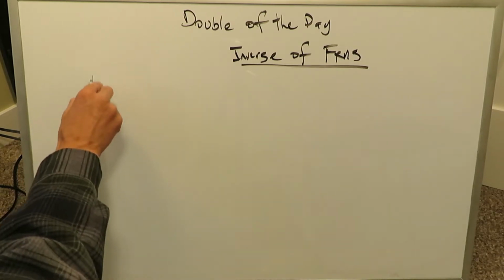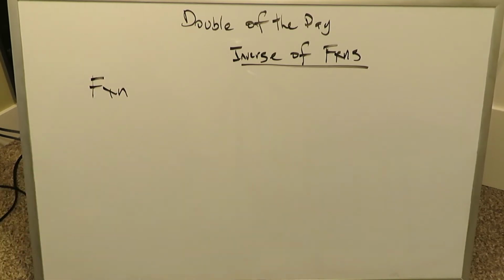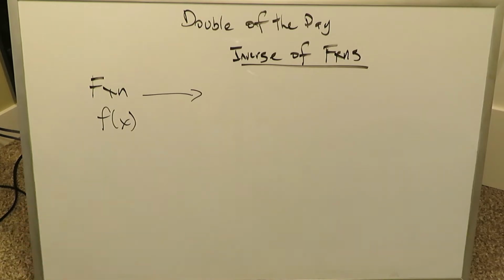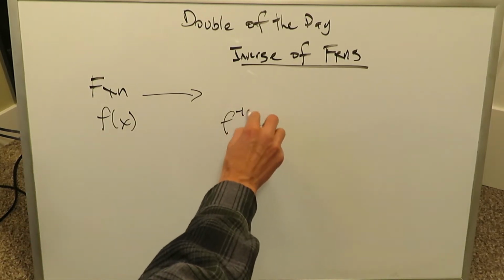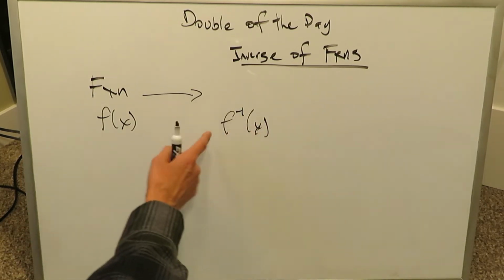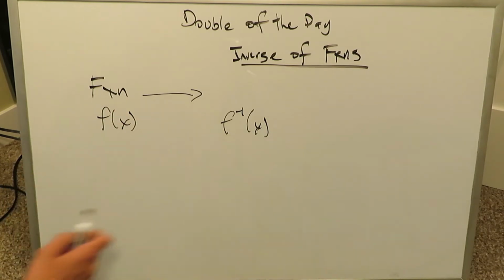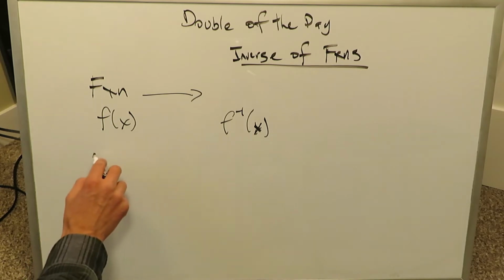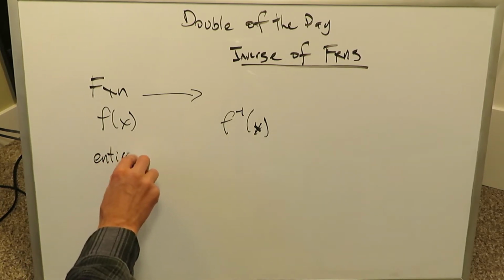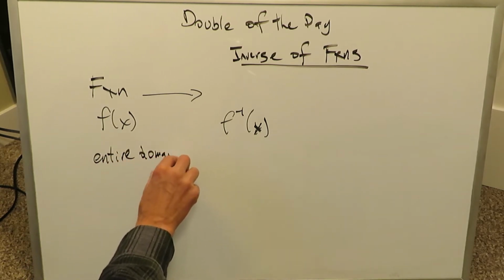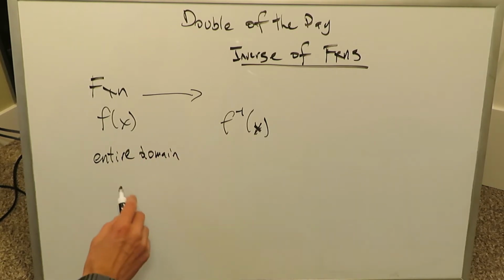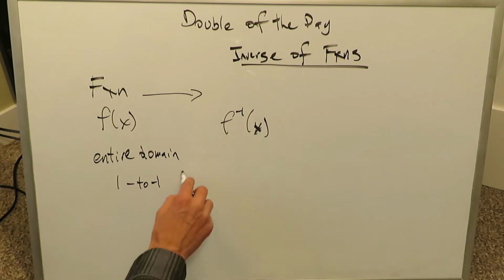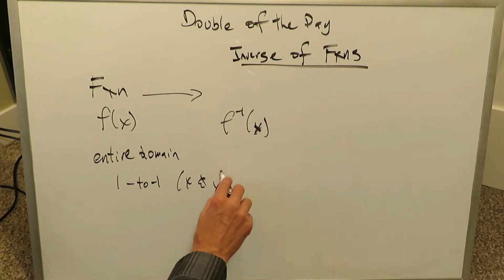If you have a specific function, and let's use f(x) for a function, you can easily determine its inverse. If that represents a function in terms of notation, the inverse is this. An inverse of a function is an opposite of a function. You can easily determine an inverse of a function if, over the entire domain of that original function, whatever that domain might be, you have a one-to-one relationship between x and y values.